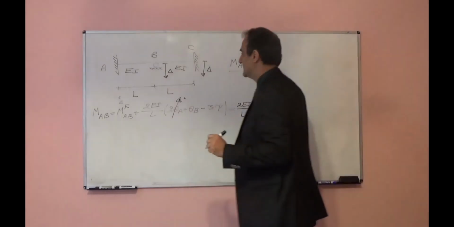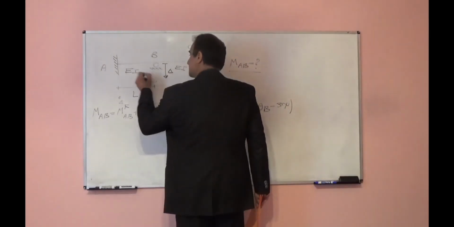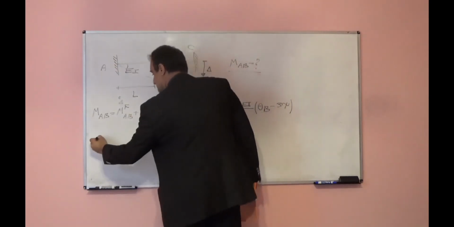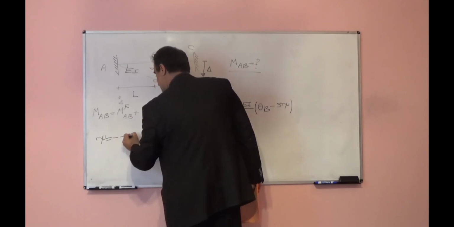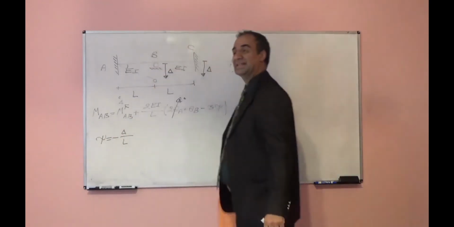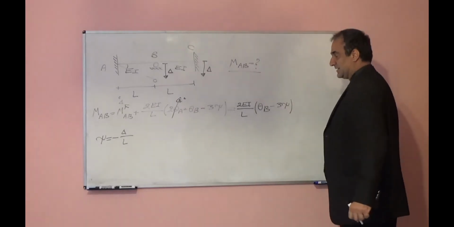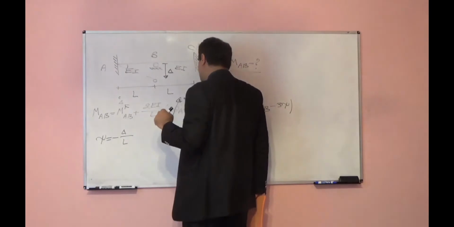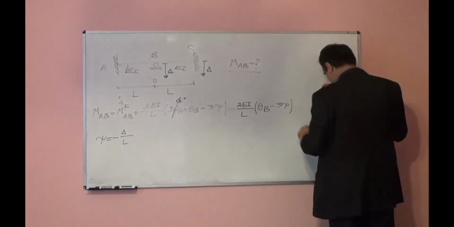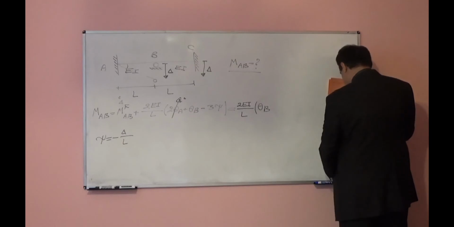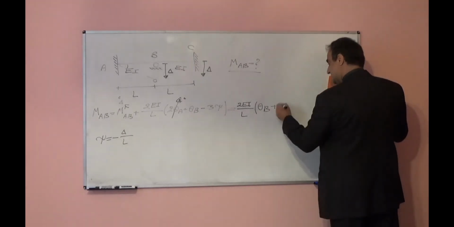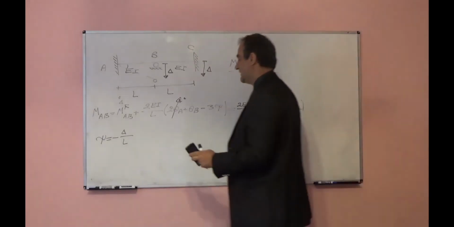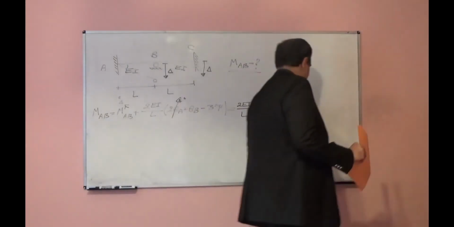Let's see what psi is here. B will move down, so if I attach the points, this psi will be clockwise. So psi will be negative delta over L, negative because it rotates clockwise. If I plug that in, this term will be positive: negative times negative is positive, 3 delta over L. This is MAB.